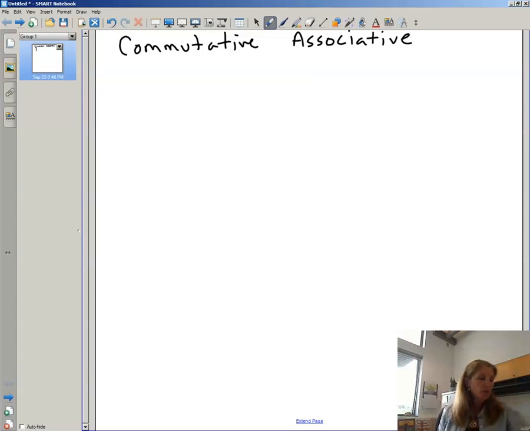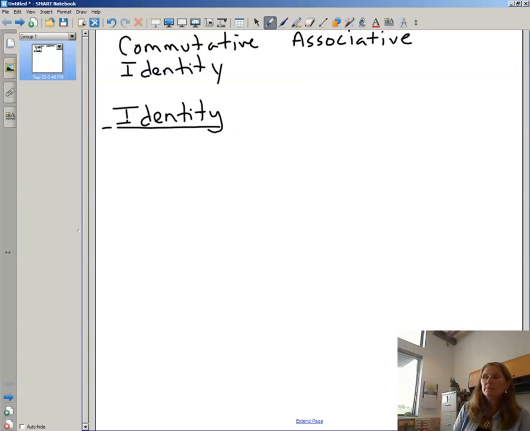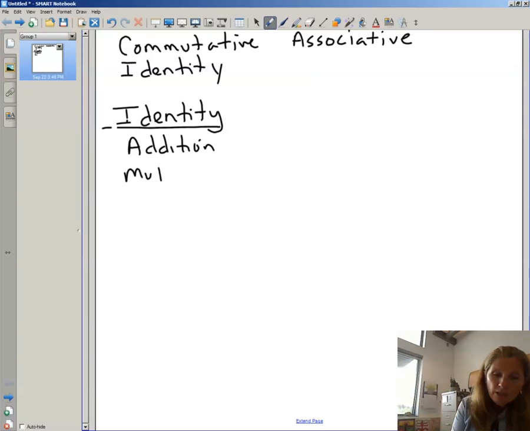The other two other ones, I guess. So I'm going to do 4. Didn't have that down before, but now I've seen the light. I'm going to talk about the identity properties. The identity properties also apply to addition and multiplication.